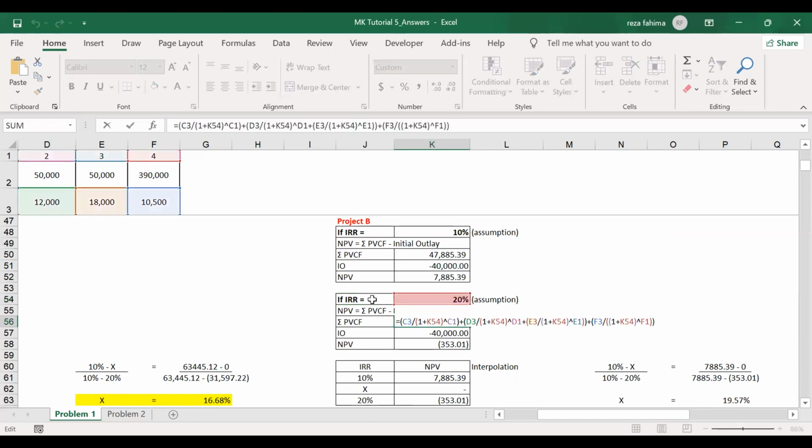So the PVCF for the second assumption of project B is the first cash flow of project B divided by 1 plus the assumed IRR, which is 20%, to the power of 1, because we're calculating the cash flow of year 1, plus the cash flow of year 2 divided by 1 plus 20% to the power of 2, since we're calculating the cash flow of year 2, and do the same with the third and the fourth year of the investment.